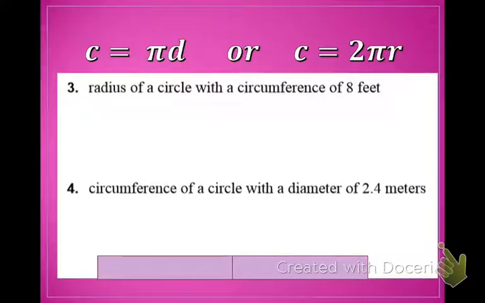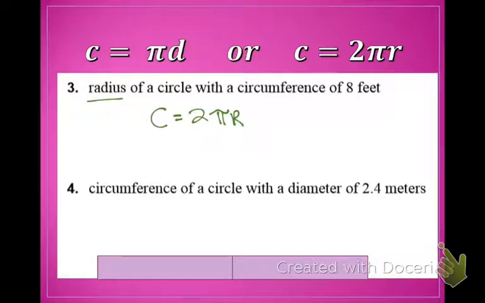Number 3, the directions say find the measure indicated. So we're finding the radius of a circle with a circumference of 8 feet. Which of these two formulas are we going to use? 2 pi r. Why are we using 2 pi r? Because we're trying to find the radius. So C equals 2 pi r.